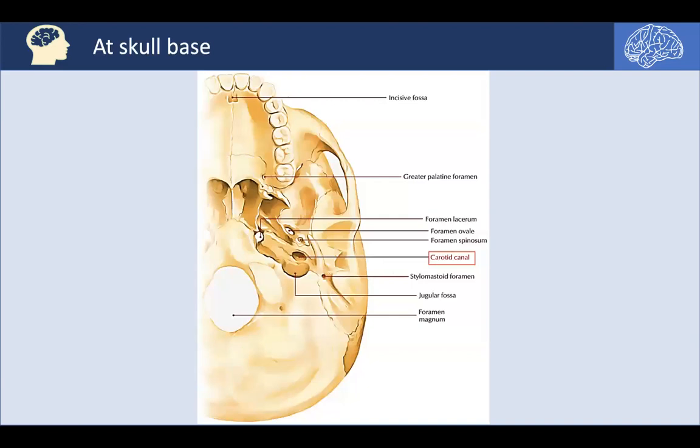Moving more up, we are at the base of the skull, reaching the carotid canal, which is situated inferiorly in the petrous part of the temporal bone. This is the temporal bone, and this is the petrous part of it. And here is the carotid canal. The ICA will pass through it to go intracranially.